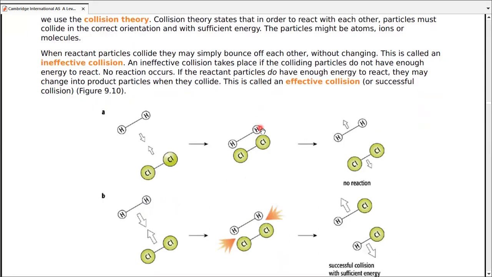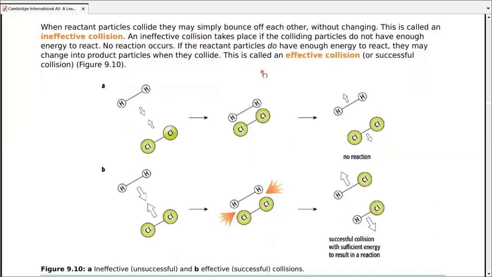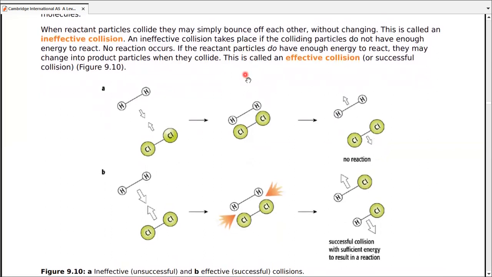When the reactant particles collide, they may simply bounce off each other without changing. This is known as ineffective collision. We have been calling it unsuccessful collision, right? Ineffective collision takes place if the colliding particles don't have enough energy to react, which means they don't have the activation energy, which is the A part of the diagram. This whole is ineffective collision.